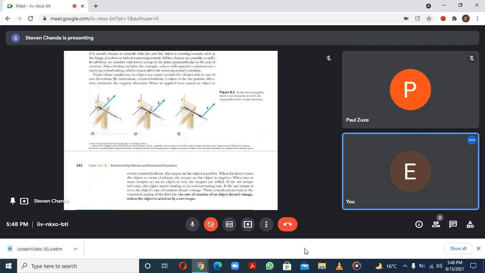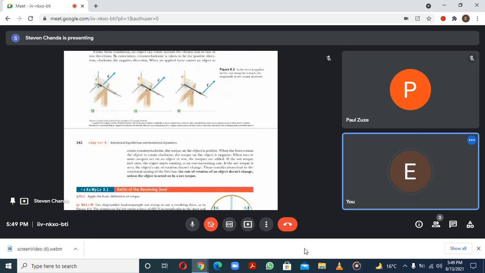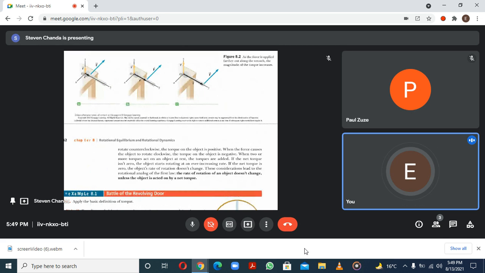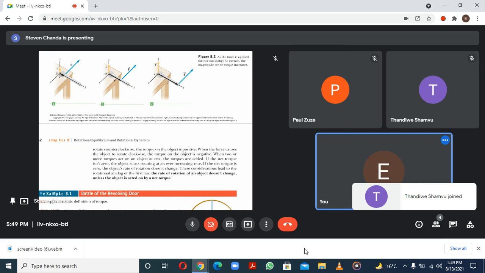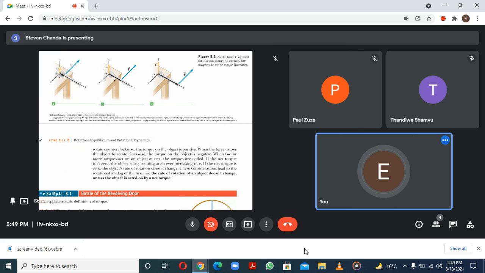Now, if we assume that the force is the same, let's maintain the force, let the force that's being applied be the same, and let's just change the point at which the force is being applied. What's going to happen is that as we increase the r, the distance from the point where the force is being applied, the torque is going to increase as well.